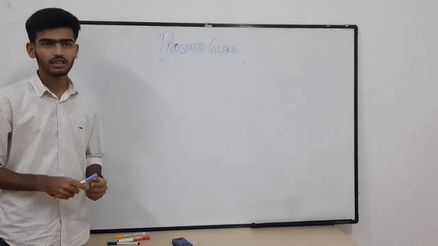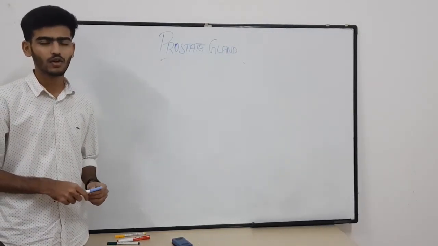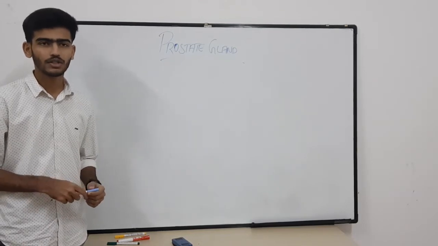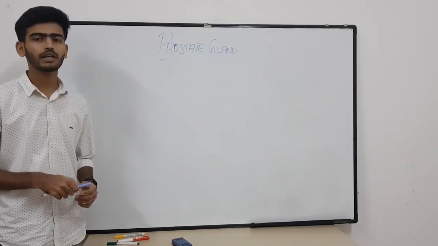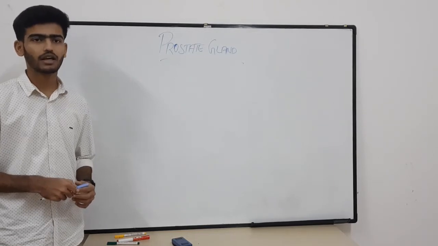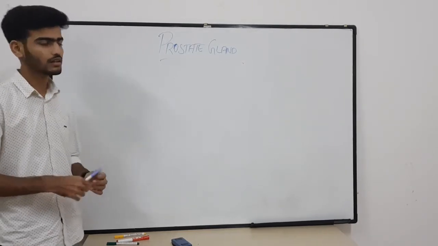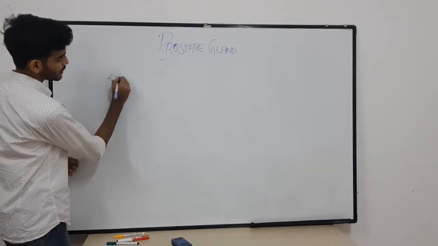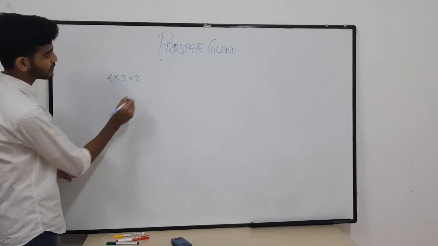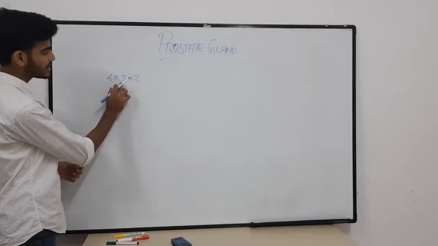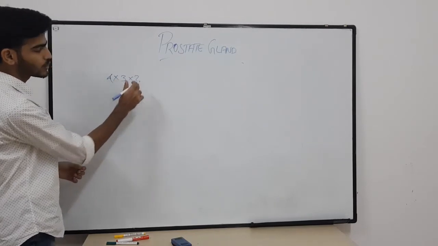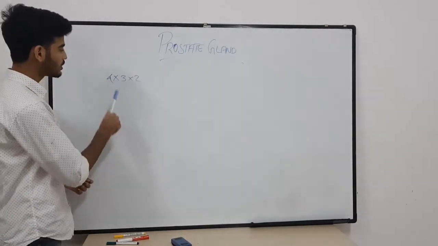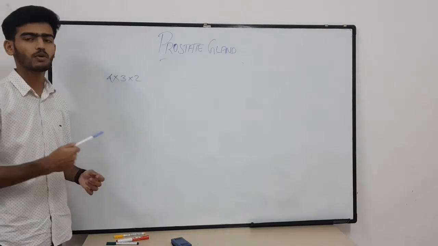A prostate gland is a male accessory sexual organ and is a fibromusculoglandular organ, and it's pyramidal in shape, and its dimensions are 4 into 3 into 2. That means 4 centimeter breadth, 3 centimeter length, and 2 centimeter thickness. So here we can see the breadth is more than the length.